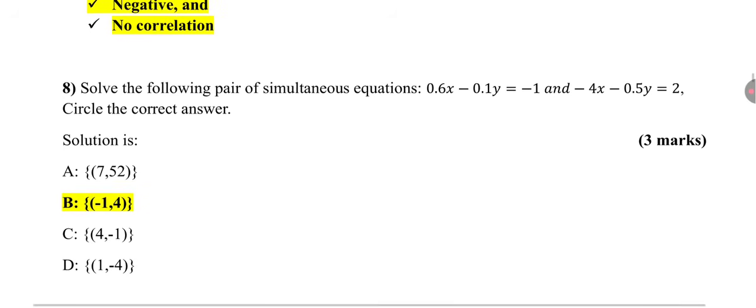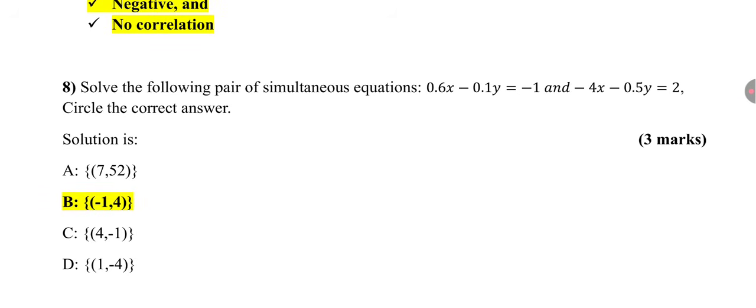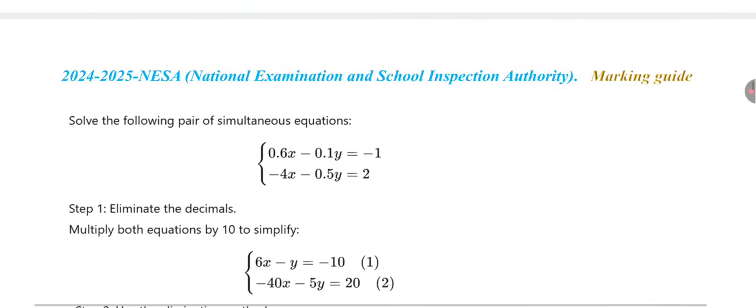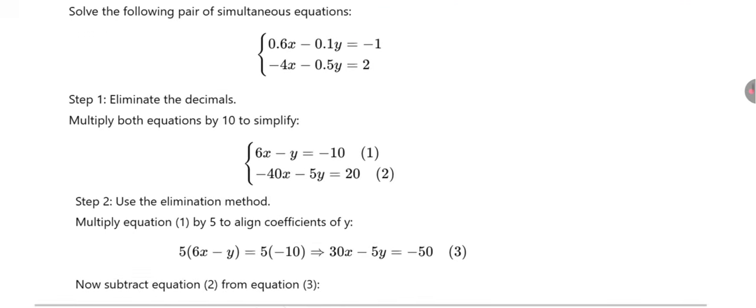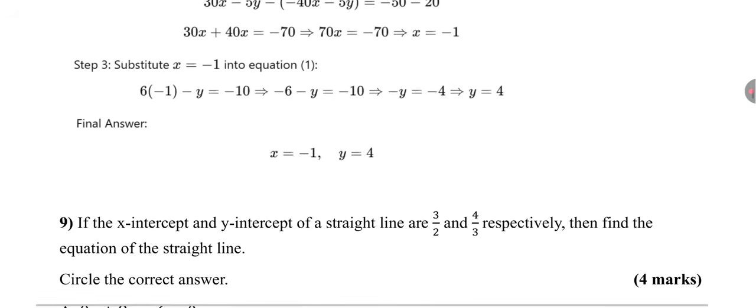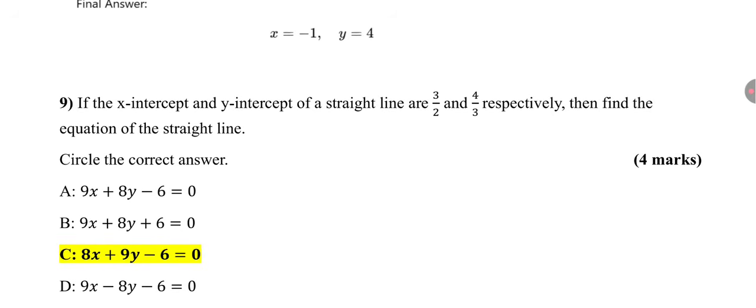Then in number 8, you have been asked to solve the following pair of simultaneous equations: 0.6x minus 0.1y equal to -1, and minus yx minus 0.5y equal to 2, and circle the correct answer. The answer is the solution -4 and -1 and 4. These steps are the solution, or proof, of the answer you have been getting.